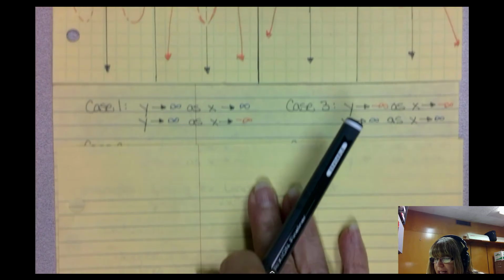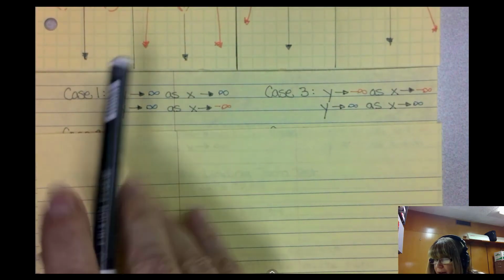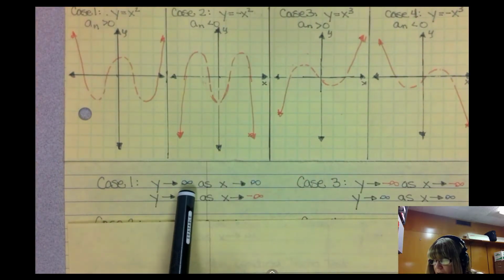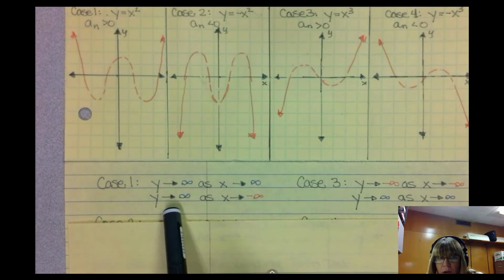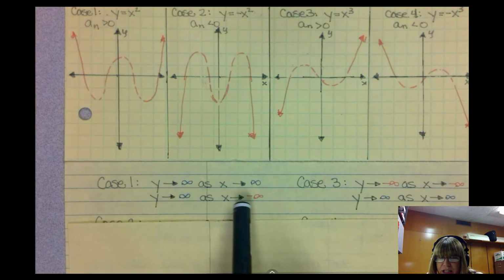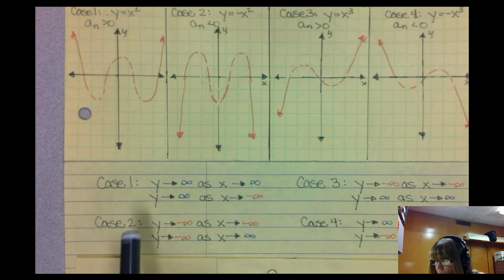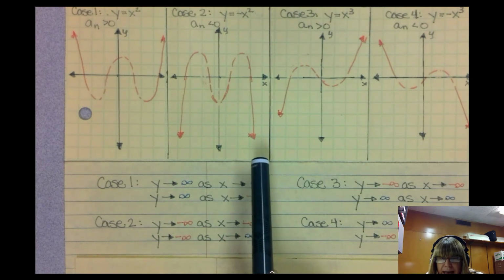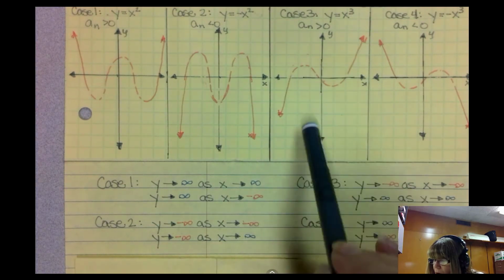Okay, so here's what it comes down to using our notation. For case 1, as y goes to infinity, y will go to infinity as x goes to positive infinity. Y will also go to infinity as x goes to negative infinity. Let's look at case number 2. Y goes to negative infinity as x goes to negative infinity, and y goes to negative infinity as x goes to positive infinity. Now case 3, where we have an odd function.